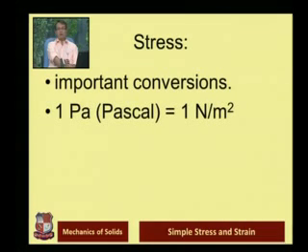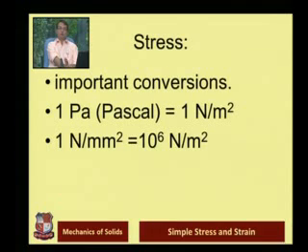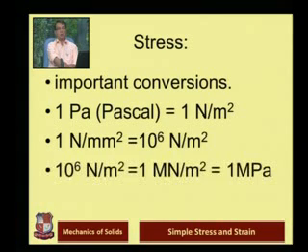We know the value of Pascal. This you have learned in your school days, that is in 11th or 12th. 1 Pascal is equal to 1 Newton per meter square. So 1 Newton per mm square, if we make the conversion, then it becomes 10 raised to 6 Newton per meter square. 10 raised to 6, you know that it can be written as mega also. So 1 Newton per mm square, we can write it down like this also.